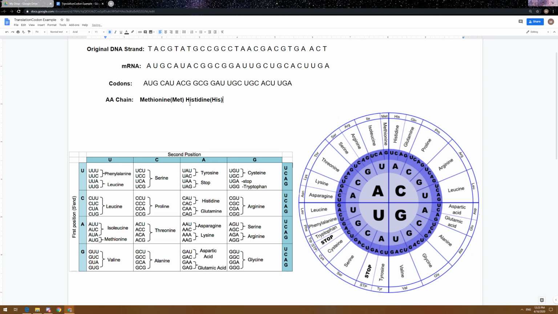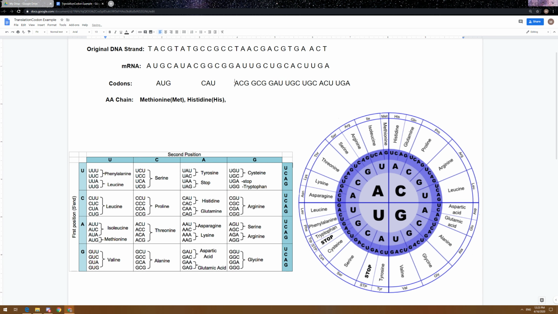HIS in this case. Okay. So we have our first 2 codons. And all you got to do in order to translate successfully is keep going down the line all the way down, just looking at each codon separately. So AUG was methionine, CAU was histidine.